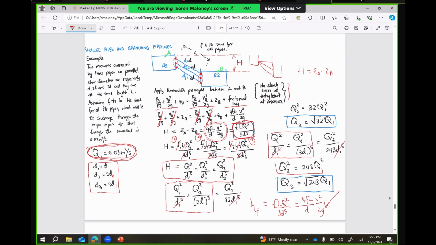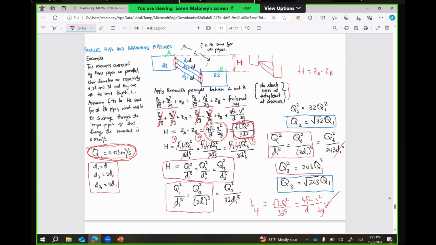Questions on this? Dr. Maloney, I have a question on this one too. So I see how you equated the discharge for all three pipes because they have the same H. But what I'm not understanding is they all three have different diameters, so how will they have the same discharge? They don't have the same discharge.